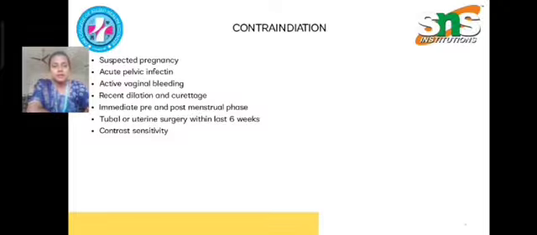Okay, contraindications are as follows: suspected pregnancy, acute pelvic infections, active vaginal bleeding. If the patient is having any recent D and C procedure, or is in the immediate pre- and post-menstrual phase. Another is if the patient has had any tubal or uterine surgery within 6 weeks of the appointed date, and the next thing is contrast sensitivity. So these are the contraindications in which this procedure will not be done.